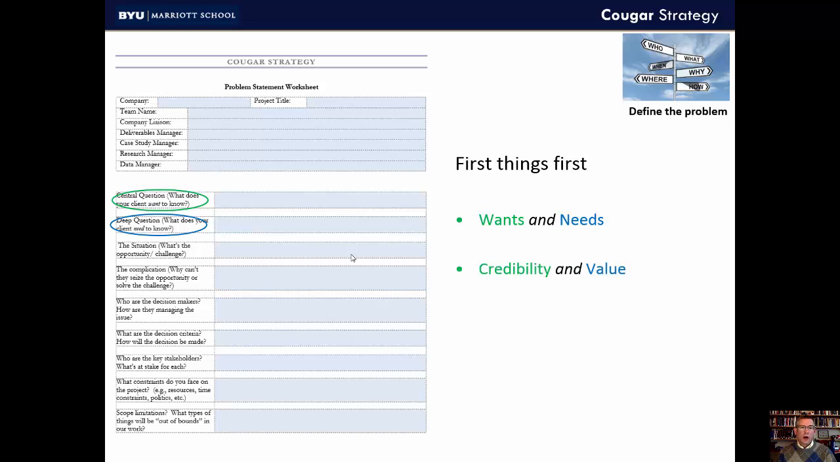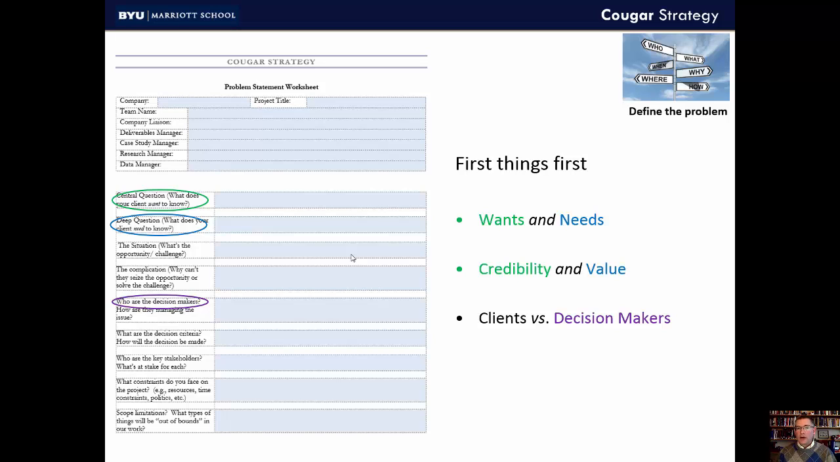Giving the client what they want is critical to establish your credibility as a consulting team, that you actually care about them and care about solving their problem. However, it's usually in answering the deep question that you create real business value for your client when you tell them what they need to hear. Then the next thing you need to figure out is who are the decision makers?